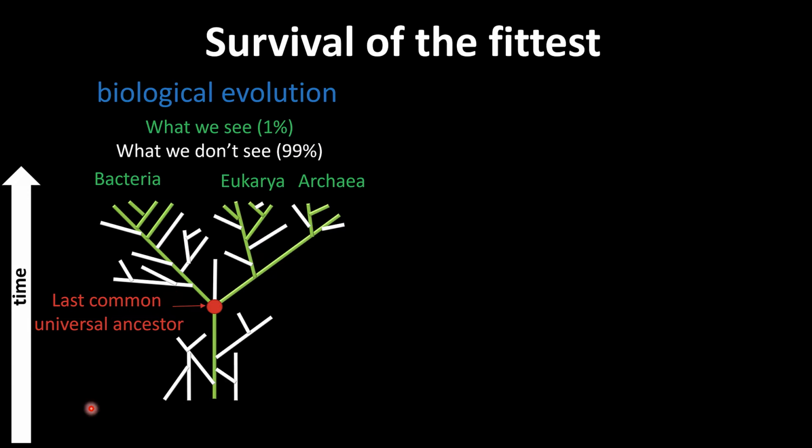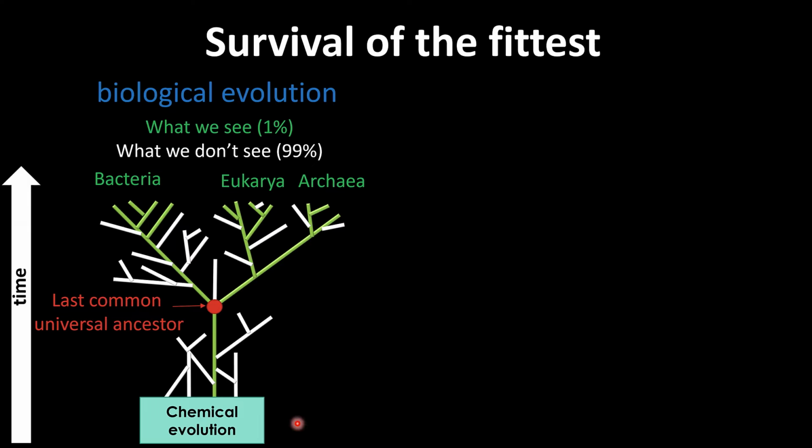And this is the tree of life. This is the time axis on the left. And we see the green branches, which represent the survivors, and the white ones represent the species that are now extinct. And the process of evolution that really preceded that life, the first life on Earth, is the chemical evolution. And here we see LUCA, the last universal common ancestor, which is the most recent common ancestor of all current life on Earth.